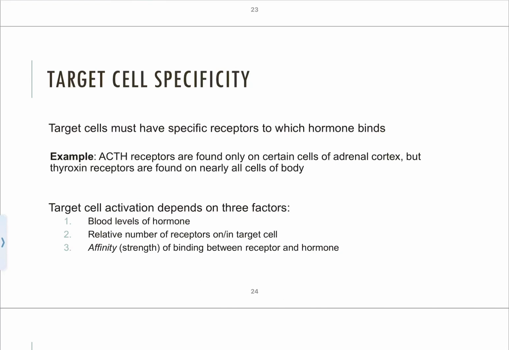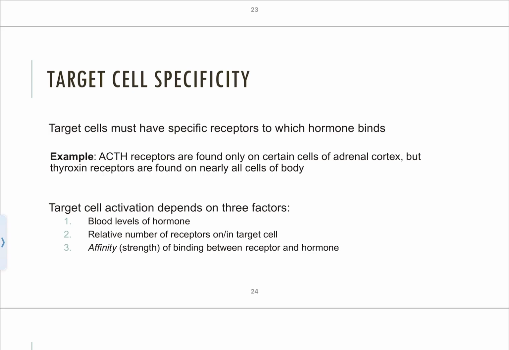Okay, moving on to section 5, we're going to talk a little bit about target cell specificity. We already talked about how cells only respond to a hormone if they have that specific receptor for the hormone. So that is what's called target cell specificity. One example is ACTH. These adrenocorticotropic receptors are found only on certain cells of the adrenal cortex. But if we're talking about thyroxine, our thyroid hormone receptors, these are found virtually anywhere in the body, on most cells of the body.